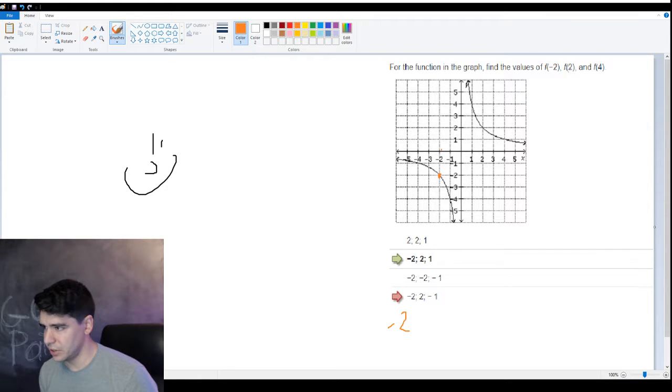For the second one, I look at x equals 2, and it's right here. So x equals 2, and then my output is also 2, which so far you still agree. So now here we have f of 4, which means I plug 4 in, and my output is 1. And that's it.